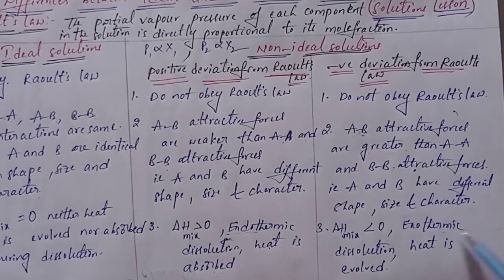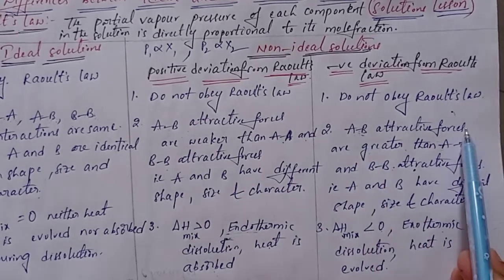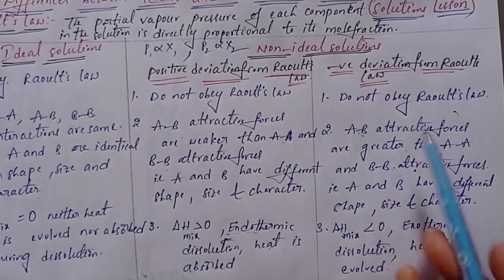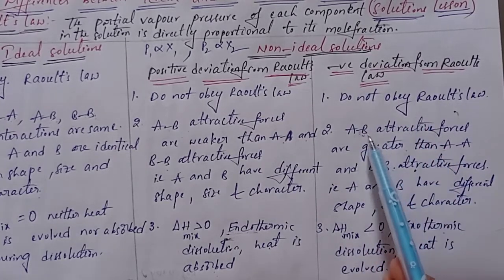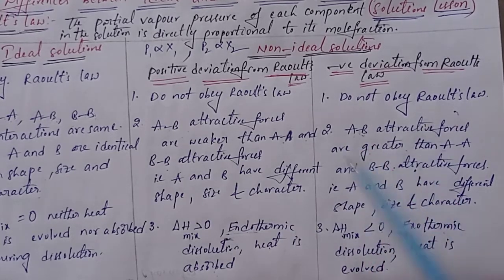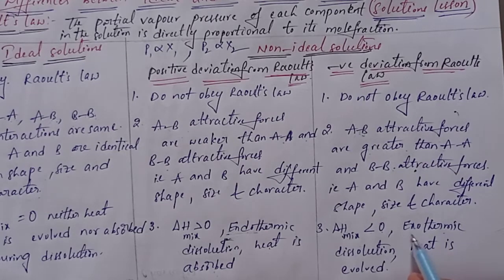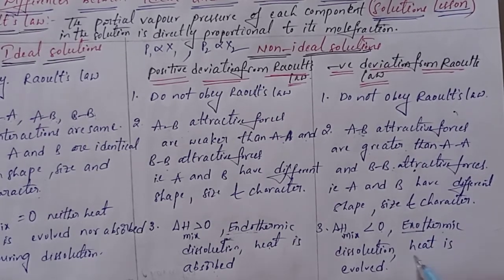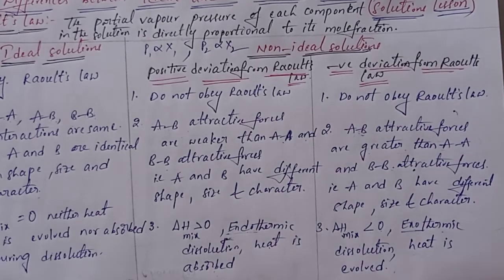So that means exothermic reaction, because here AB attractive forces are greater. So during the formation of bond between the two different components, more energy is released. Students, exo means released, thermo means heat. So here heat is evolved. Are you following students in this case?